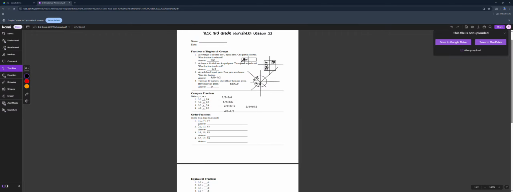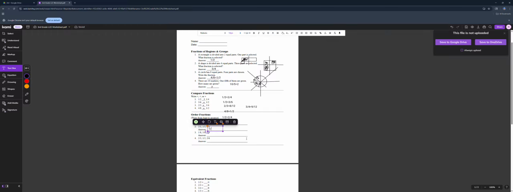Then we have ordering fractions from least to greatest. So we have 1/2, 3/4, 1/4. We could just make the 1/2 the same base as 3/4 and 1/4. So we multiply the top and bottom by 2, so it'll become 2/4. So the least here would be 1/4, then 2/4, or I guess I should say 1/2, and then 3/4.